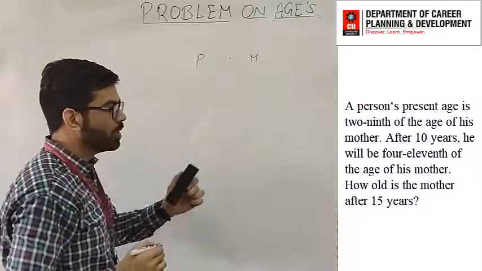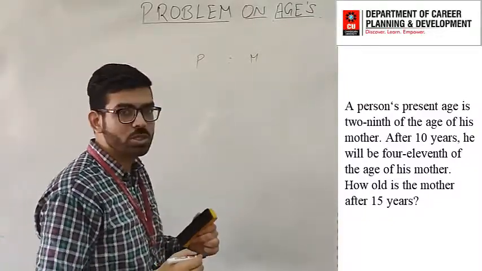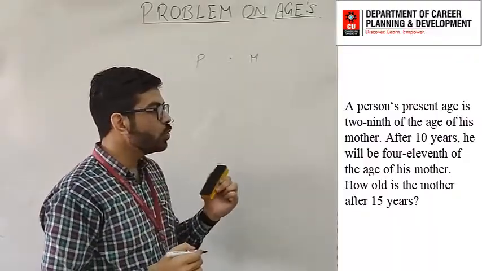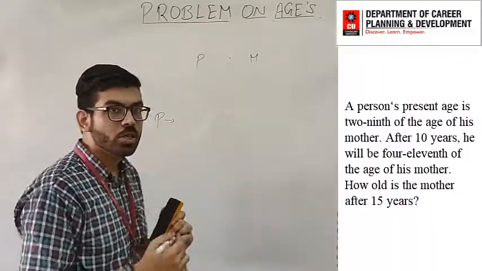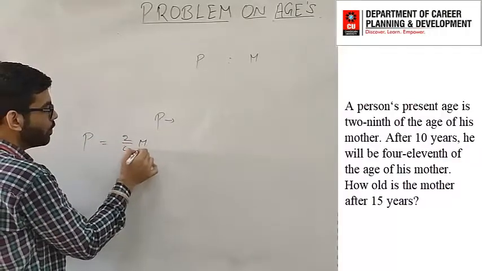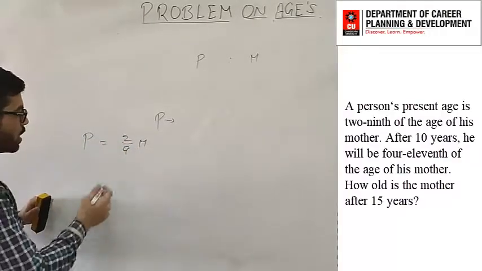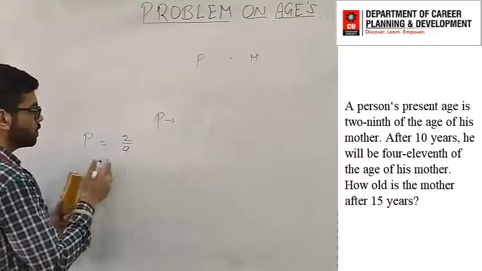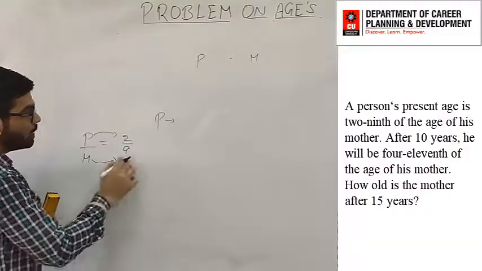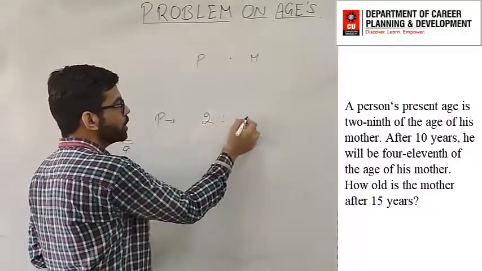Now according to statement number 1, a person's present age is being talked about, so present will be here. Present age is 2/9 of his mother's age. So in terms of the ratio, M will go here. P is 2, M is 9. So you can write it here as 2/9.